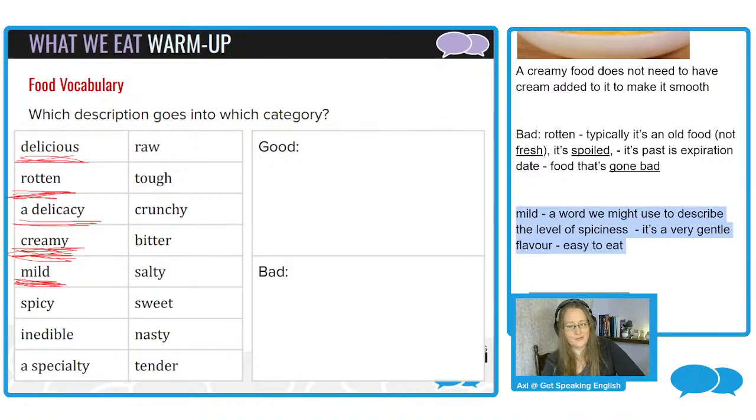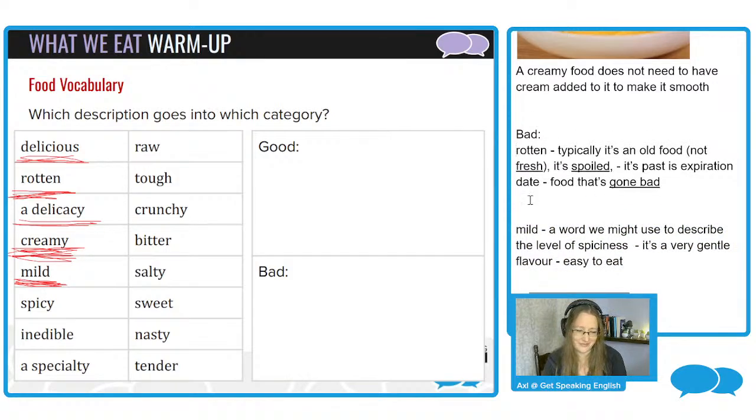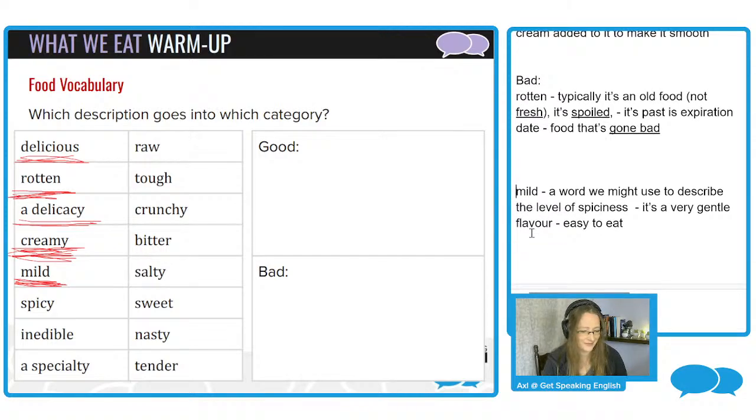So would you guys consider this a good word or a bad word? What is your opinion? I'm actually not a fan of mild food. I like spice and I like flavor, so maybe in my mind it would be kind of a bad quality to have. So let me know what you think, where you guys would categorize this. We should almost have a vote or something. That'd be funny.